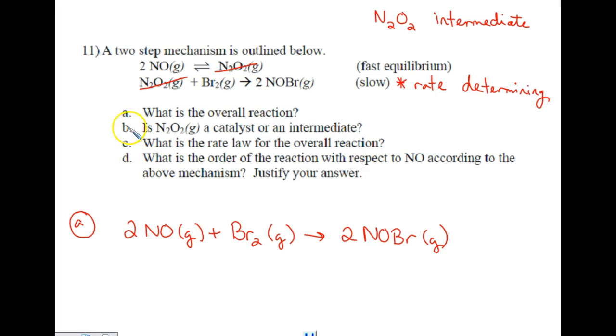Alright. B, I already answered that question. Is N2O2 a catalyst or an intermediate? We know it's an intermediate because it's produced and consumed. If it was a catalyst, it would be a reactant in one step and then a product in another one. So we know it's an intermediate.